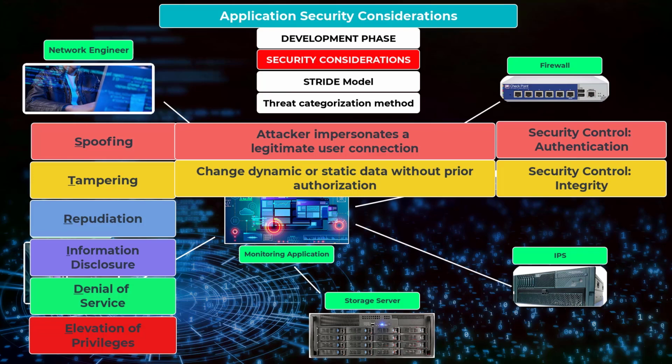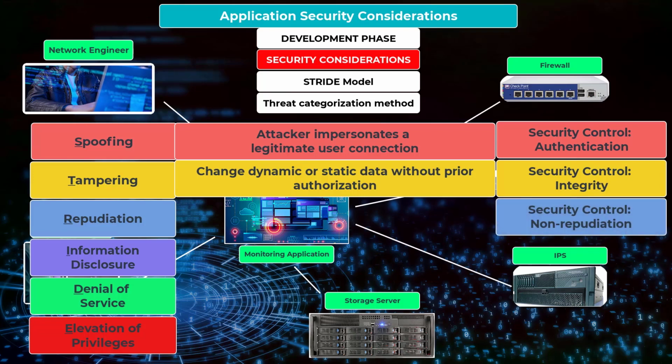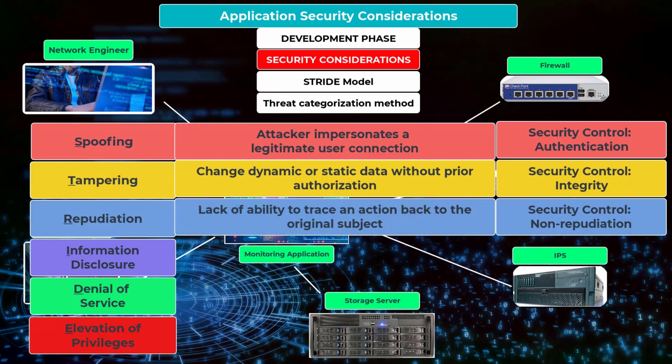To understand the R in STRIDE, let's first look at the security control for it, which is non-repudiation. Non-repudiation means to have accountability and tracking controls in place wherein a sender or user can't deny that they performed an operation or did or didn't send a particular message. So the R in STRIDE stands for the threat of repudiation, as in a lack of the ability to trace an action back to the original subject.